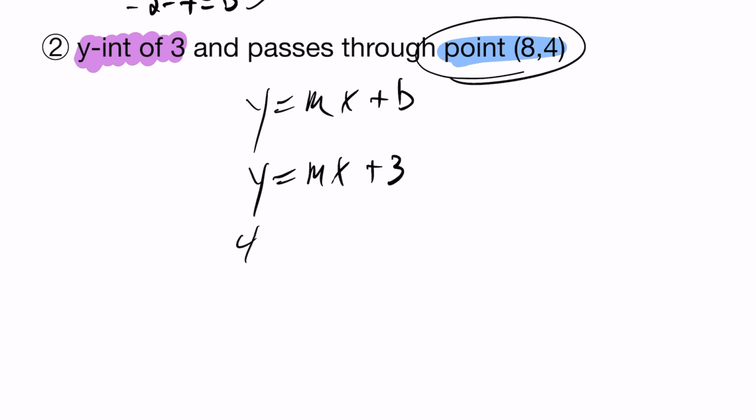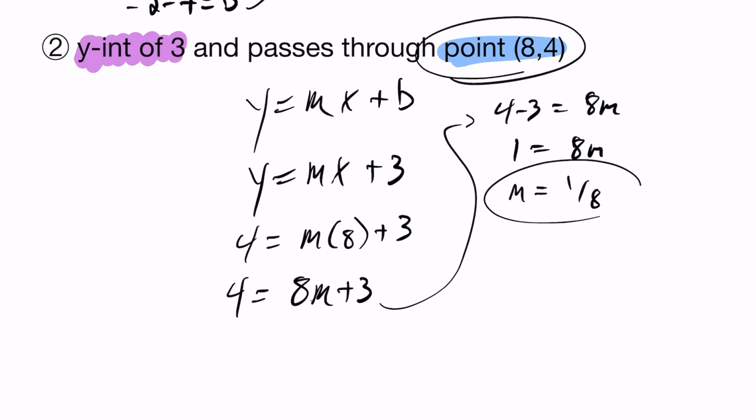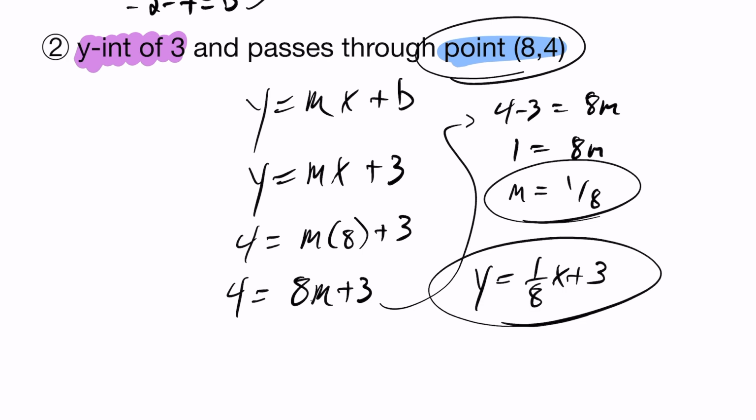My y value is 4. My x value is 8. And I'm solving for m here. So normally, you put the number in front of the variable, just easier to solve for. And I want to solve for m here, so I'm going to subtract 3 on both sides. So you get 4 minus 3 is 8m, or 1 is 8m. Divide across by 8, I get m is 1 over 8. So the answer to this question is y is 1/8 x plus 3. And that becomes my answer for this equation here.